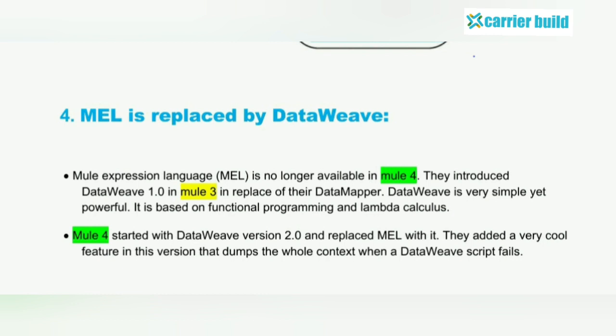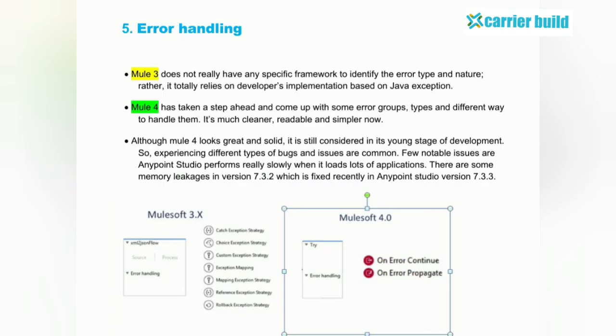Next comes error handling. Mule 3 does not really have any specific framework to identify the error type and nature. Rather, it totally relies on developers' implementation based on Java exceptions. Mule 4 has taken a step ahead and come up with some error groups, types, and different ways to handle them. It's much cleaner, more readable, and simpler now.